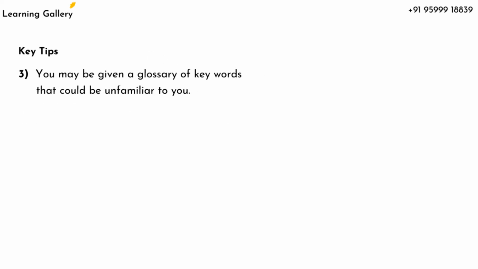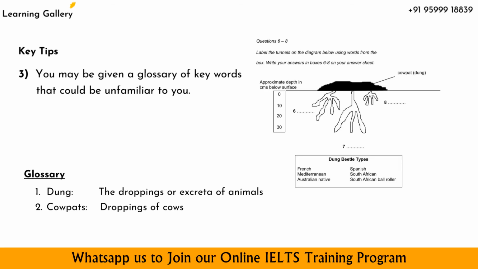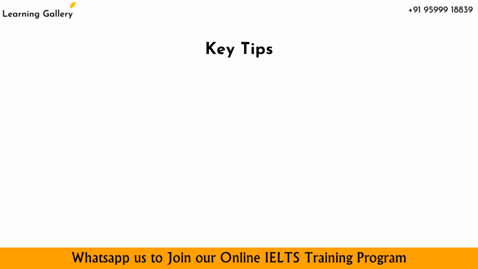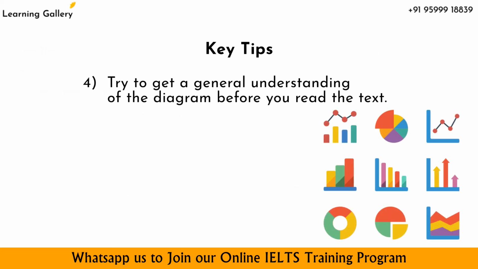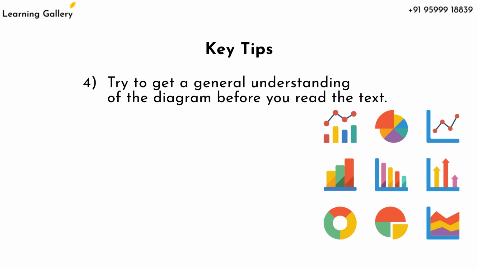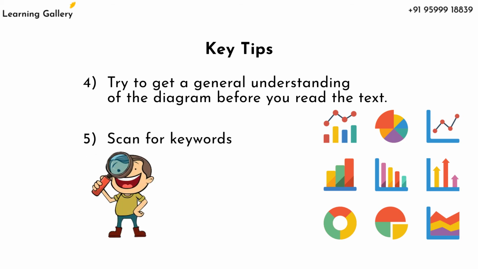You may be given a glossary of keywords that could be unfamiliar to you. They'll be below the text. For example, here's the glossary for this question. Try to get a general understanding of the diagram before you read the text. Scan for keywords in the text to locate the paragraph. Now, once you know which paragraph is relevant, read it in detail to identify the word or words needed for the label.